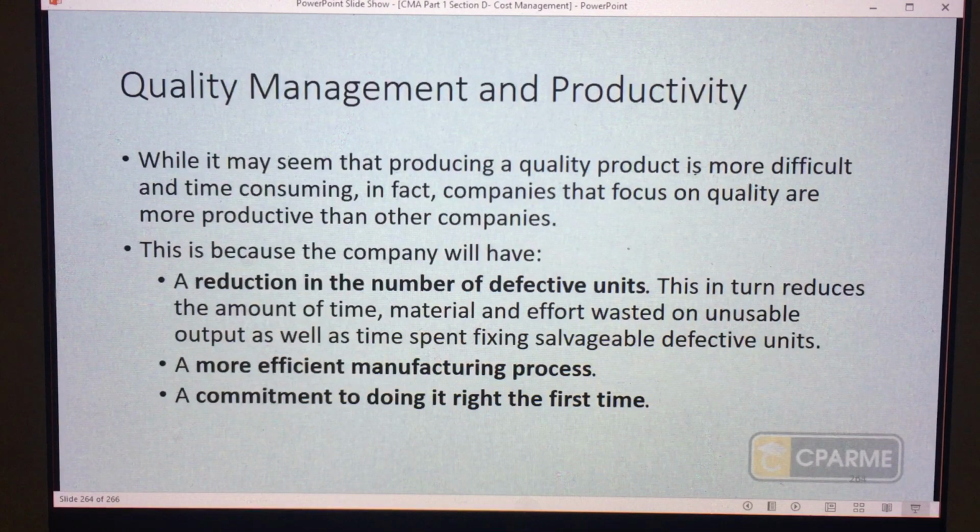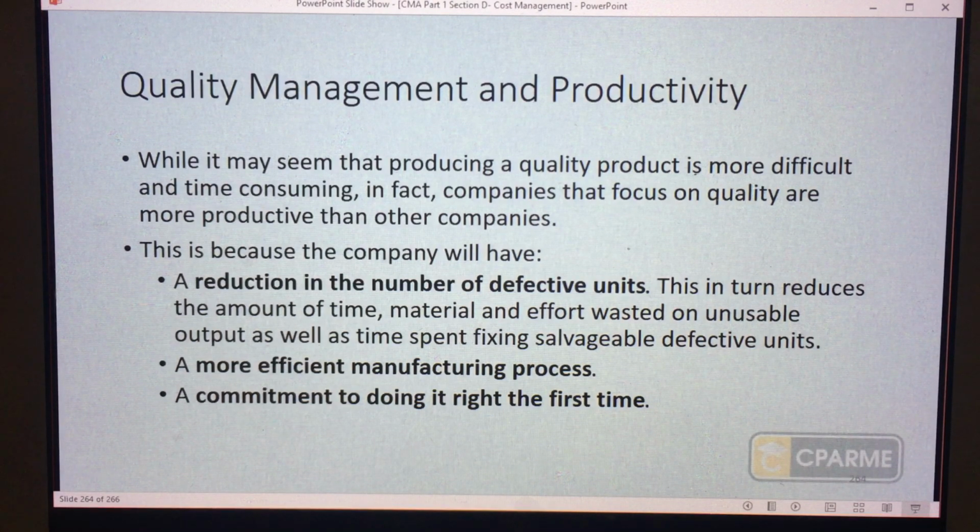Quality management and productivity. So while it may seem that producing a quality product is more difficult and time-consuming, many of our businesses that focus on quality are more productive than other companies. Kasi if you focus on the quality, we know well that we have low numbers of defective units.